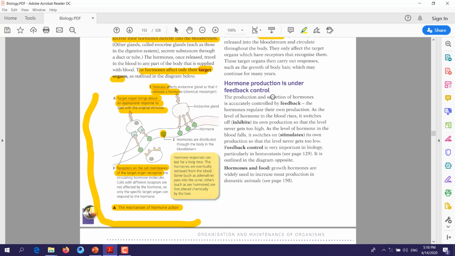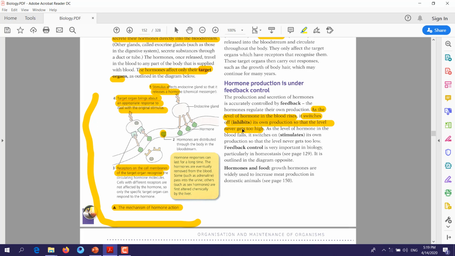The production and secretion of hormones is accurately controlled by feedback. What does that mean? It means as the level of hormone in the blood rises, it switches off or inhibits its own production so that the level never gets too high.